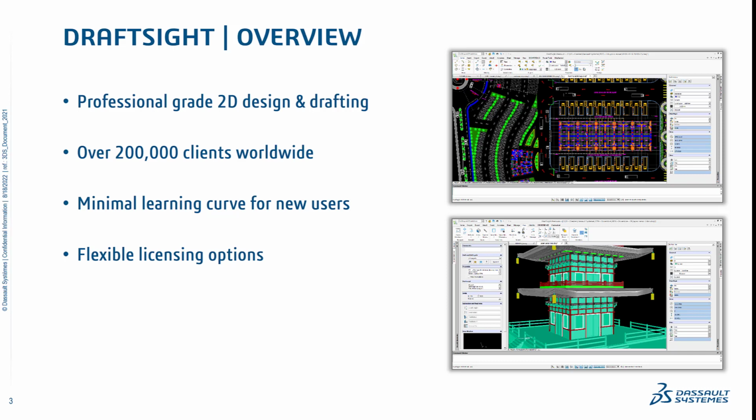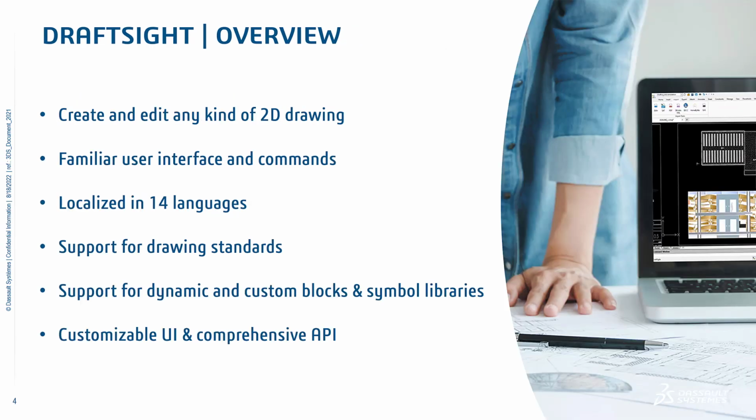DraftSight is a professional-grade 2D drawing, design, and collaboration solution, serving a worldwide base of over 200,000 enterprise clients. One of its greatest strengths is its minimal learning curve, whether this is your first CAD application out of college or you are an experienced user. It is easy to pick up. In addition, DraftSight offers a wide range of licensing options, so you have the flexibility to pick the solution that is going to meet your company's needs.